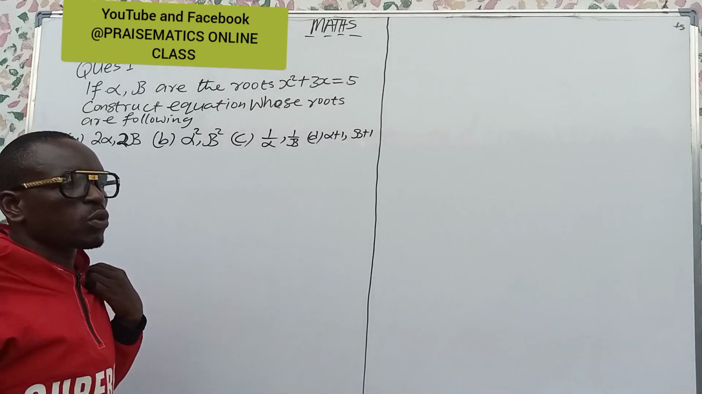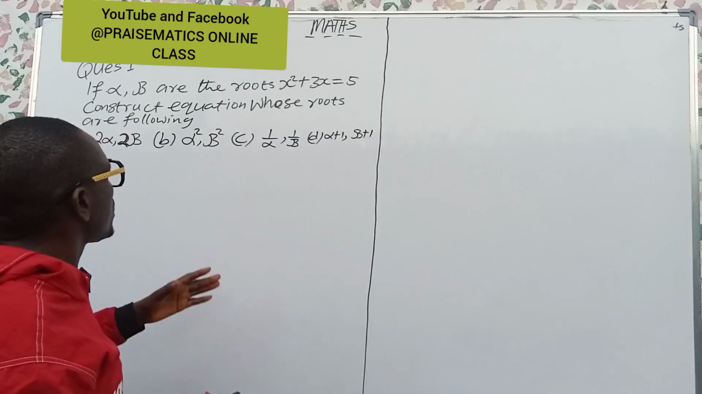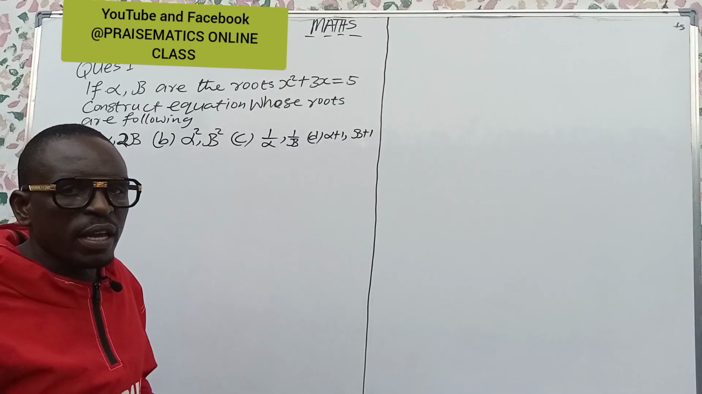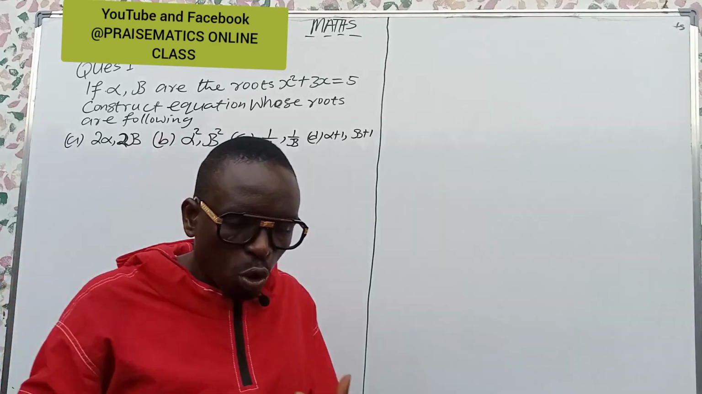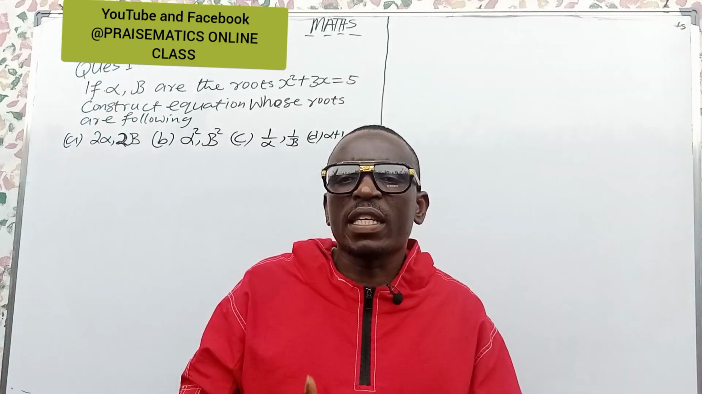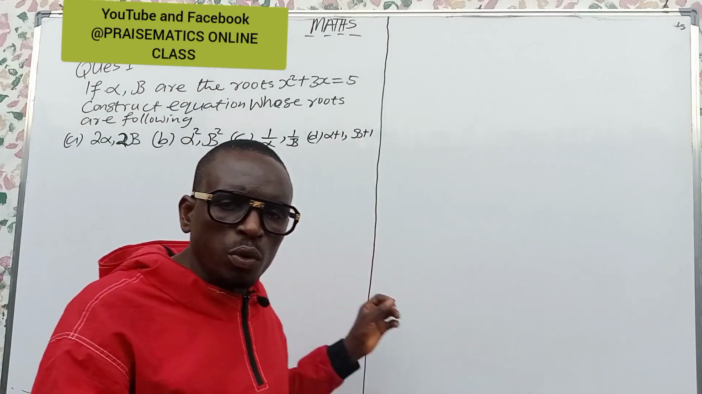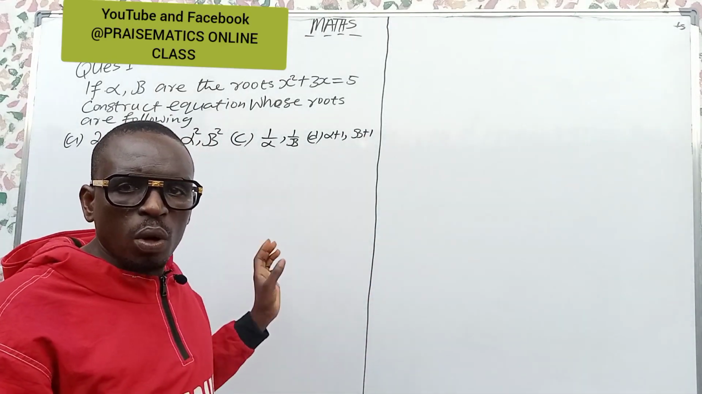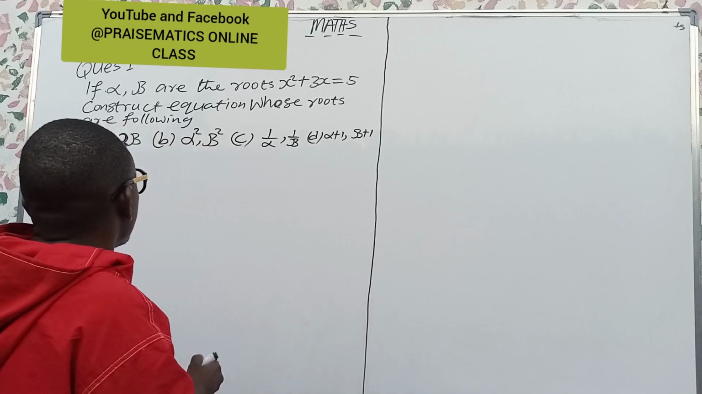Okay, in solving this question, what do we do? The roots are given, and we are expected to solve and get a new quadratic equation from the roots being given. So how do we do that? Let's solve.